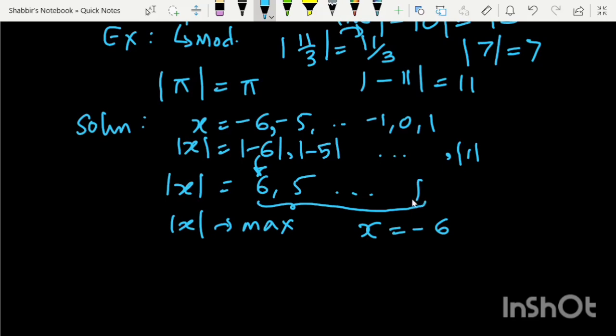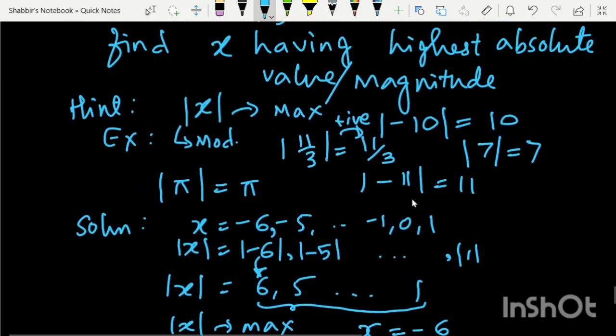Okay, so this is the highest absolute value, or magnitude-wise it is the highest value. So we can say that in order to find the magnitude-wise highest value, we have to discard the negative sign. Okay, that way also we can think.